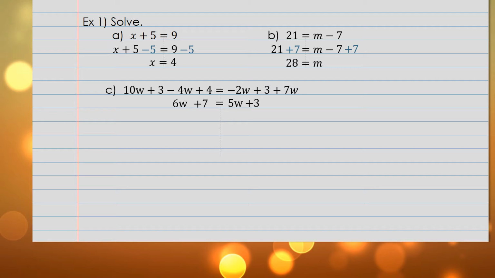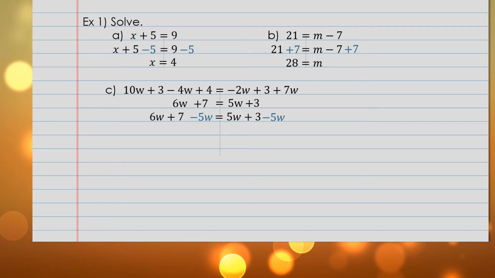Since 5W is on the right side of the equation, and I want to move it to the other side, I need to undo its current operation. Since that is a positive 5W, to undo that would mean to subtract 5W. But I can only do that as long as what you do to one side, you must do to the other. Now we simplify each side of the equation.